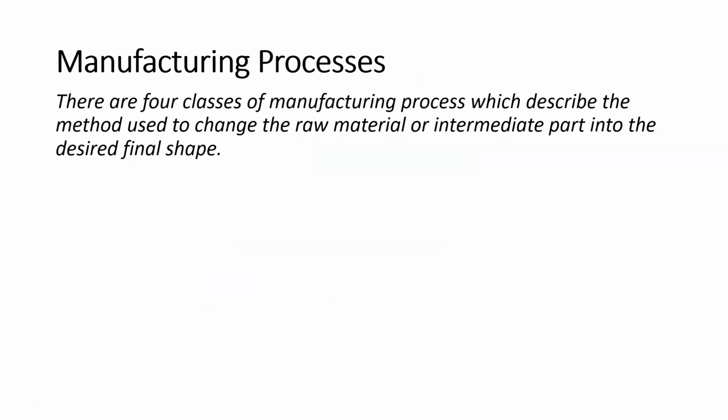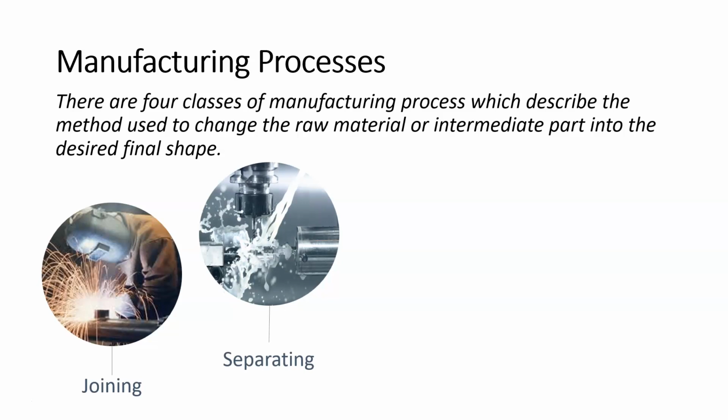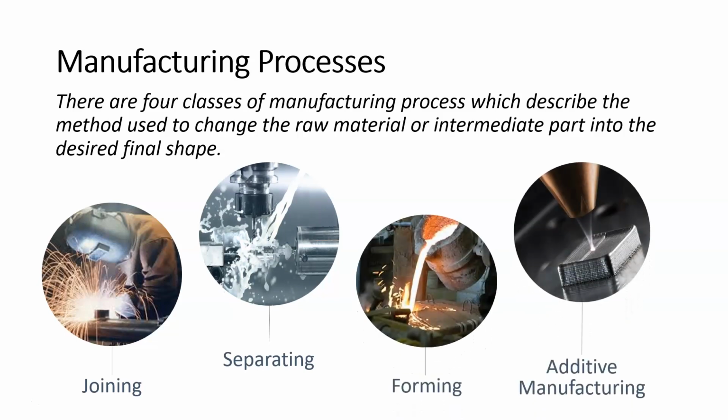Some of this we've been through, all of this, I think, with the exception, I think I put additive manufacturing in here, but there are 4 classes of manufacturing processes, which describe the method used to change raw material or an intermediate part into a desired final shape: joining, separating, forming, and the new one, which we haven't talked about in this class, additive manufacturing, which is 3D printing.